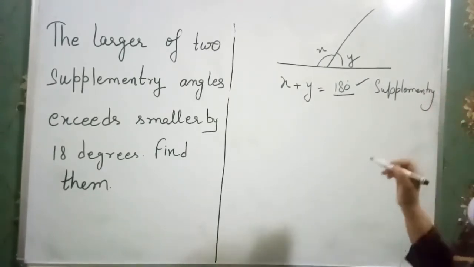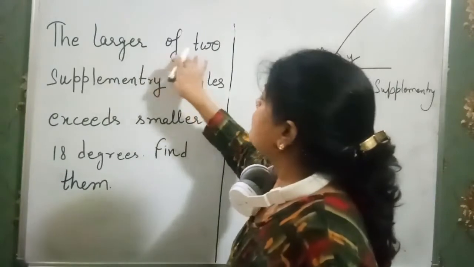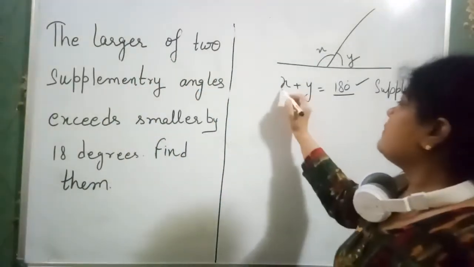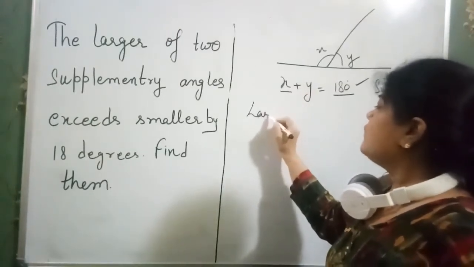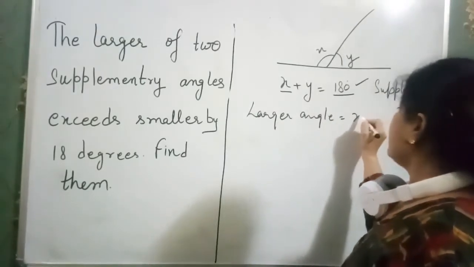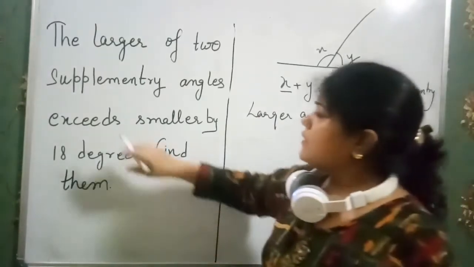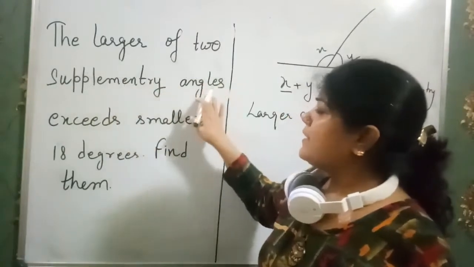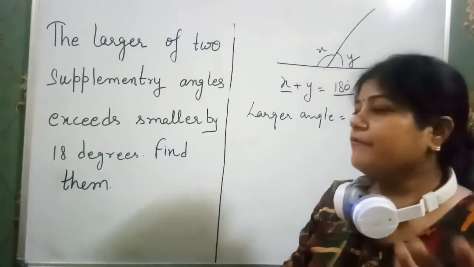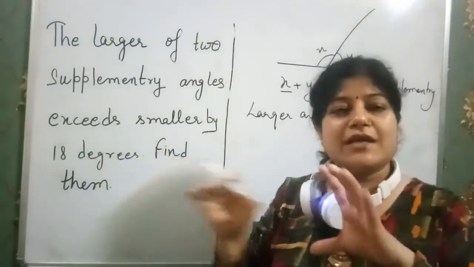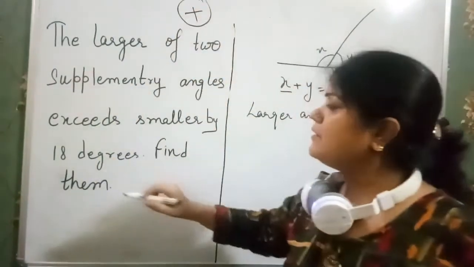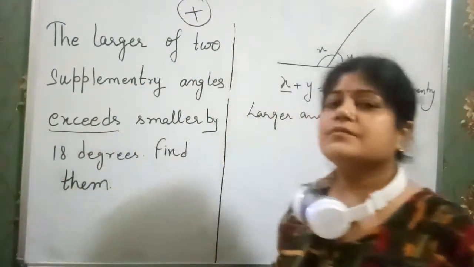Now come to the question. The larger of the two supplementary angles. We don't know it, so for example, we take the larger angle is equal to x. Clear? The larger of the two supplementary angles exceeds. Exceed means greater than. Whenever there is exceed, we just add. We use the sign of addition. Clear? When there is exceed.